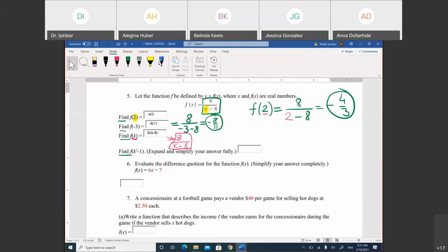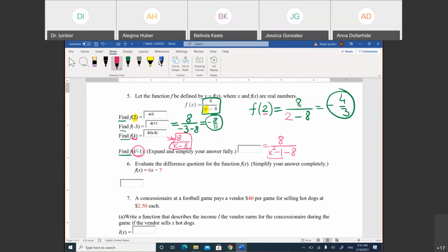Okay? So let's do the next one. The next one also, you don't have x, you don't have a number, you have k squared minus 1. So all this is going to go in the place of x. So we're going to get 8 over, my x is going to be k squared minus 1, that's the x, minus 8. So you're following the same function, just replacing x with whatever is given in the parentheses after f.